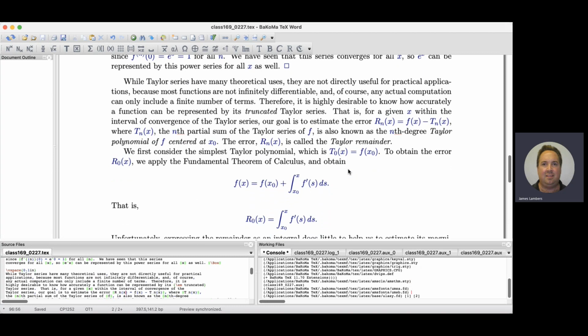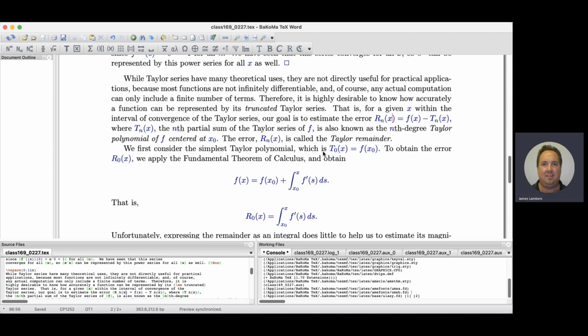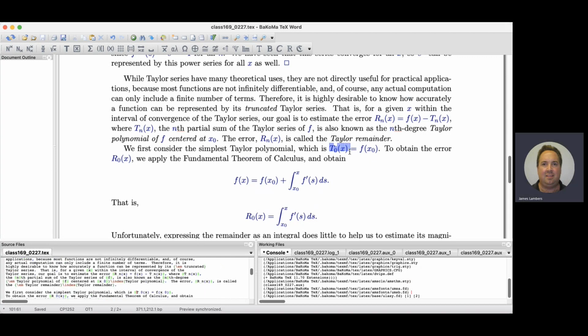So first we're going to look at some simple cases. The simplest Taylor polynomial you can have is T0 of x. It's just a constant function, a Taylor polynomial of degree 0. And that's just equal to f of x naught, where x naught is whatever center you've chosen.